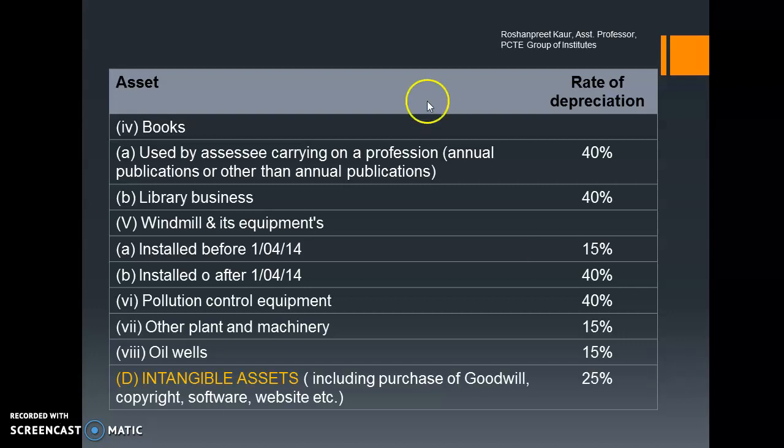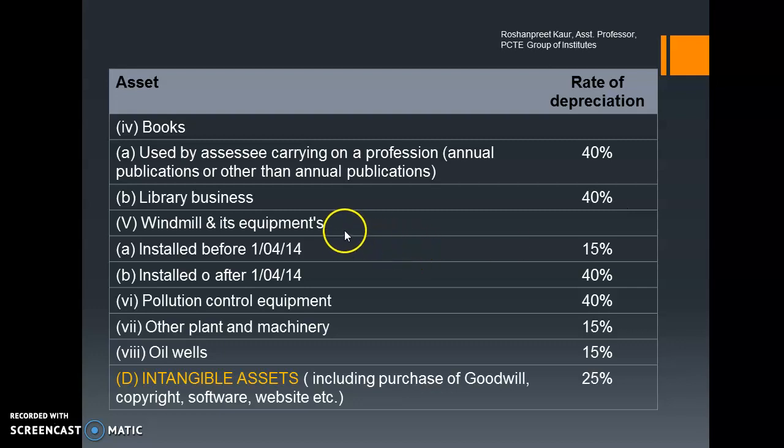Another is books. Books means any person who is using books for his profession. Supposedly there are lawyers, and lawyers all the time need a lot of books. So if there is an annual publication or other than annual publication as well, it has 40% depreciation. And if a person has a library business itself, upon that also there is 40% depreciation.